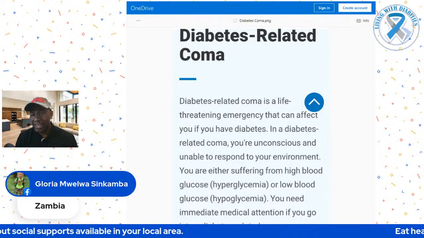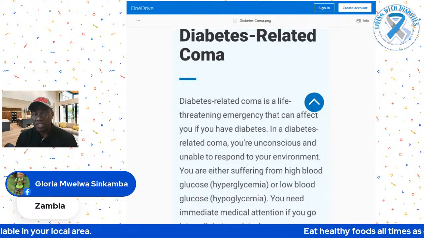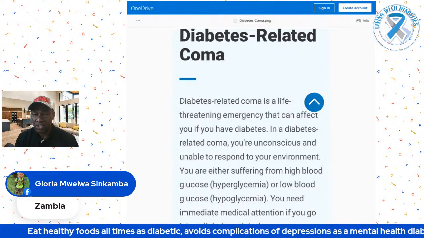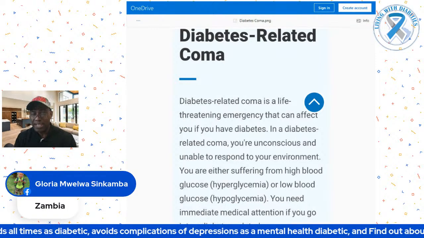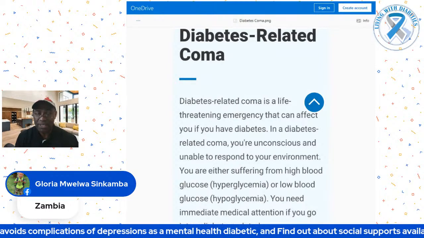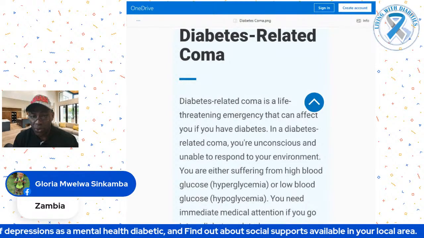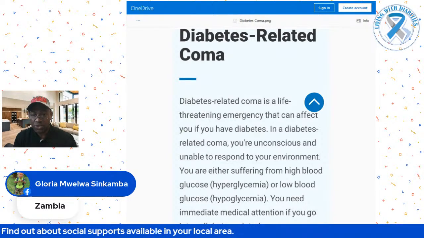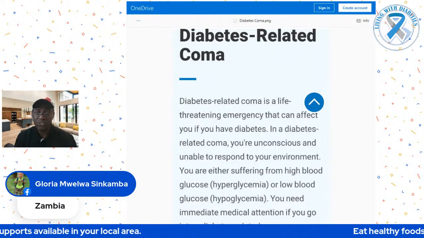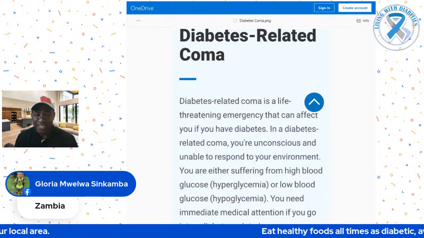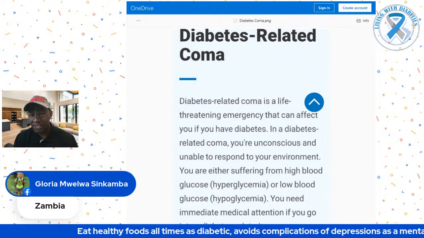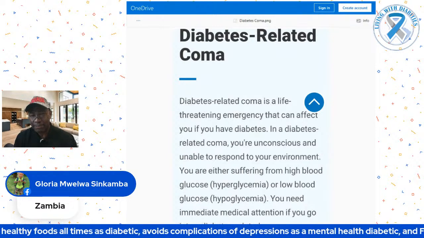So if you are a caregiver, or you yourself or your child is diabetic, and all of a sudden they cannot recognize their environment and are unconscious, know that they need immediate medical attention, because either their blood sugar is very, very low and they are going into shock, or their blood sugar is very, very high, out of control. You need immediate medical attention to reverse either situation. That is what is called diabetic related coma.